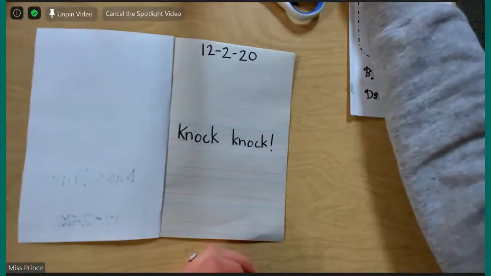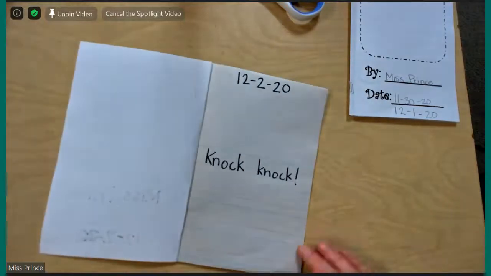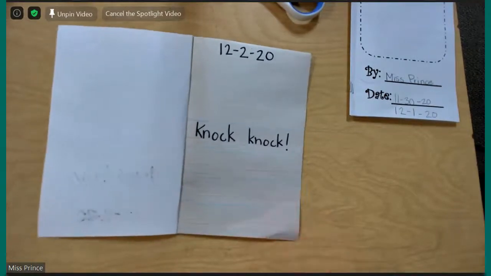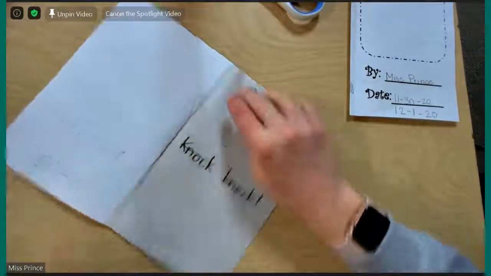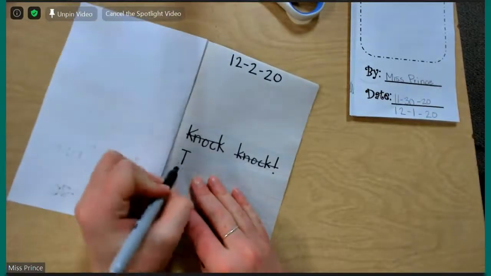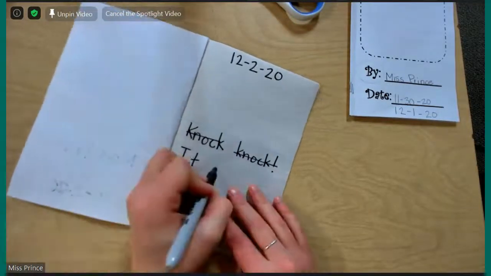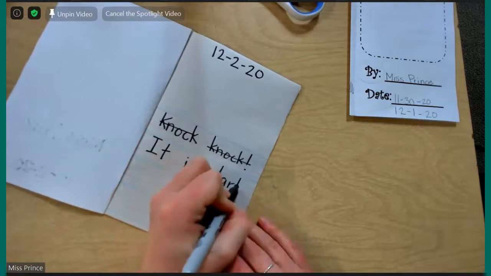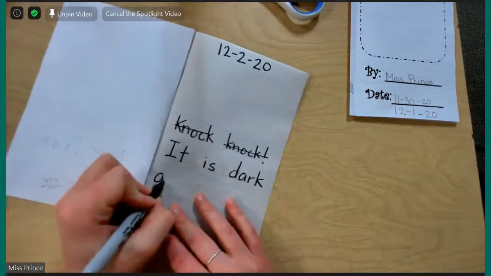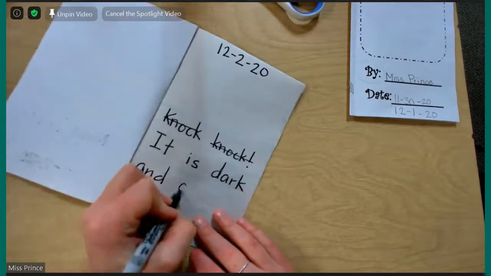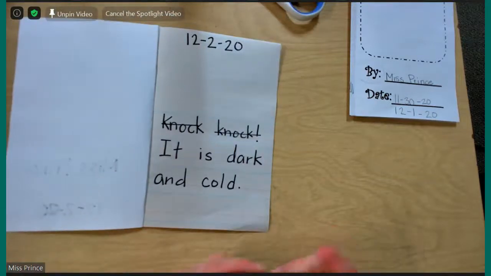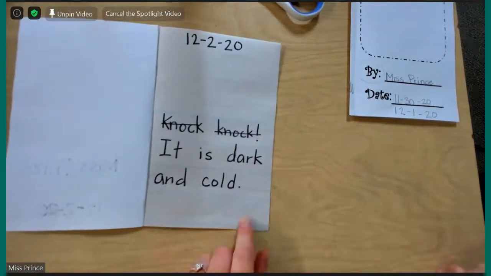All right. So for my story, boys and girls, I want to start with a setting because I think it would be cool to talk about the setting of my story. So I want to start with it is dark and cold. And that's all I'm going to put. And the reason I'm doing that is because I want to hook the reader into reading the rest of my story.